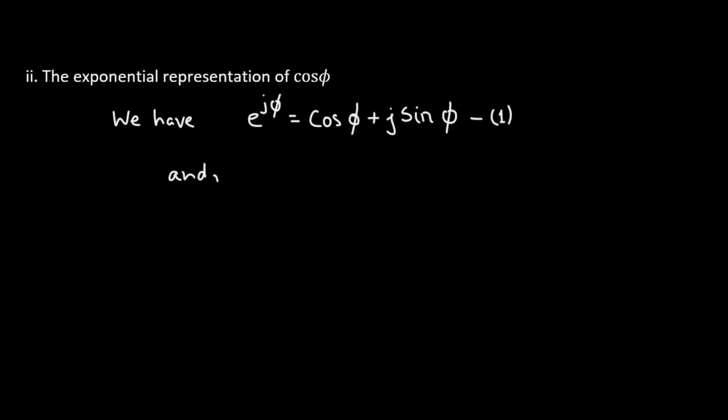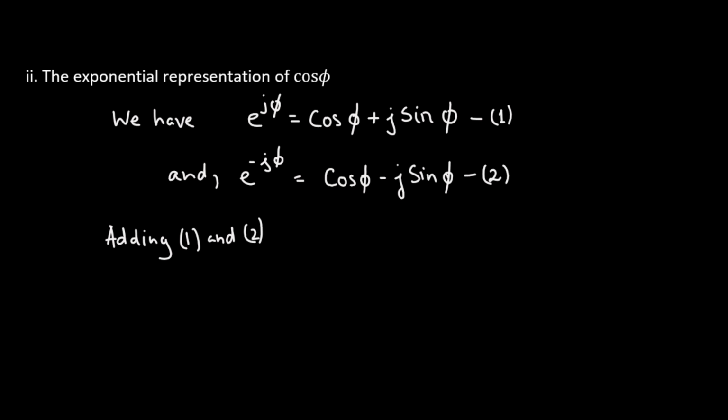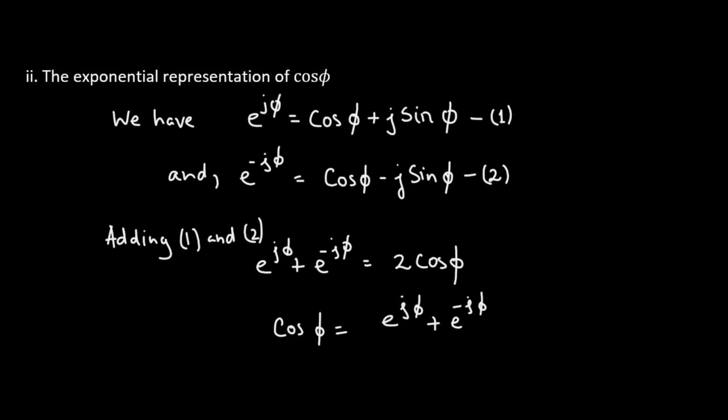Part 2. Now we need to determine the complex exponential of cosine of phi. We have e raised to the power of j phi. The Euler form will be cosine of phi plus j times sine of phi, equation number 1. And e raised to the power of negative j phi will be cosine of phi minus j times sine phi, equation number 2. Let's add equations 1 and 2. That should give us e raised to the power of j phi plus e raised to the power of negative j phi. And on the right hand side, the cosine terms get added to give us 2 cosine, whereas j times sine of phi gets cancelled out. And writing the equation in terms of cosine of phi, we get e raised to the power of j phi plus e raised to the power of negative j phi, divided by 2.